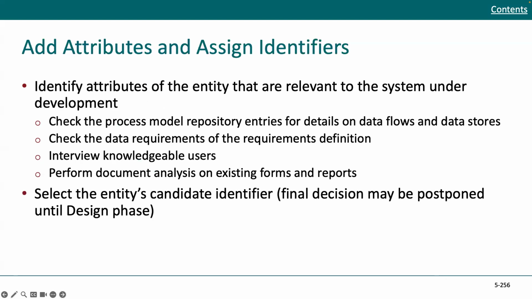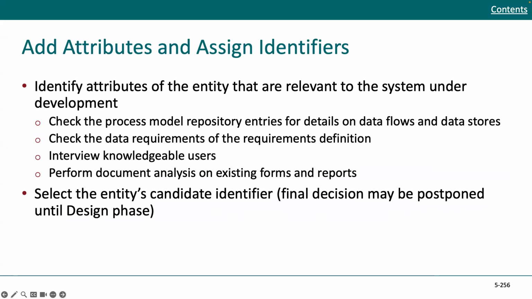We can add attributes and assign identifiers. So this is a part of the work that needs to be done. You can identify attributes of the entity that are relevant to the system under development. Check the process model repository entries for details on data flows and data stores. Check the data requirements, so the requirements definition. You can look at the interview knowledge users and perform document analysis on existing forms and reports.